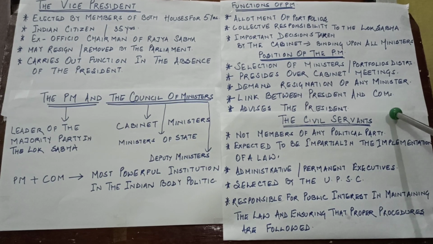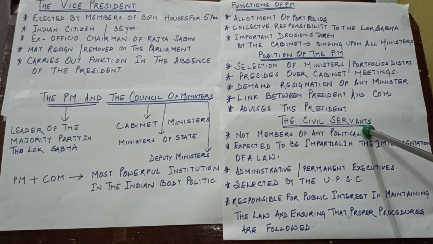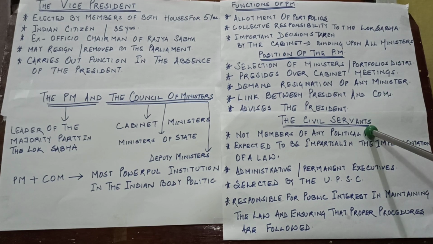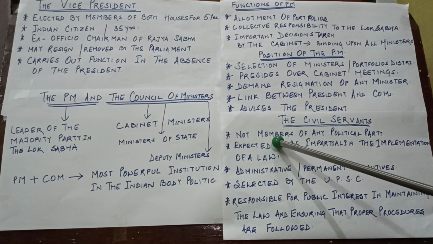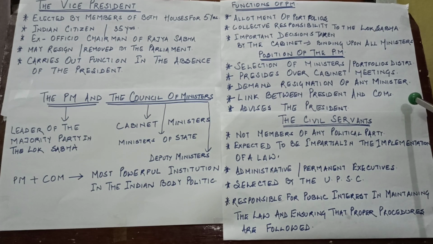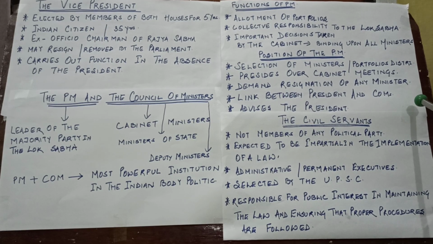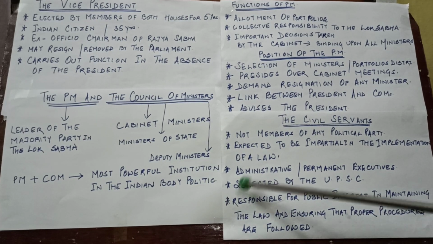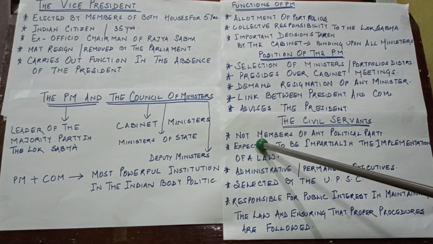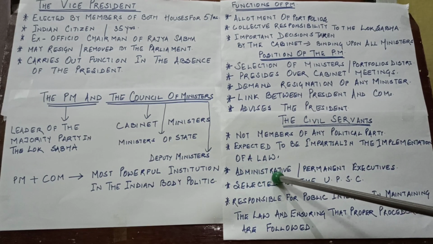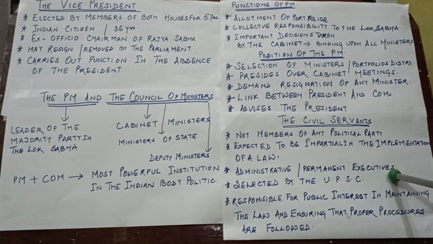Now coming on to the last topic, that is the civil servants. Civil servants are the people who are not members of any political party. The President, the Prime Minister and the Council of Ministers form the political executive, whereas the civil servants, who are not members of any political party, form the administrative or the permanent executive.